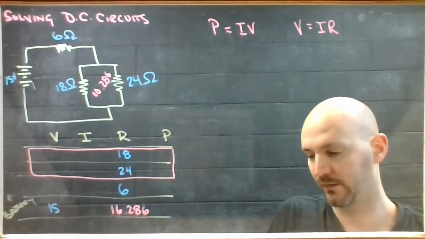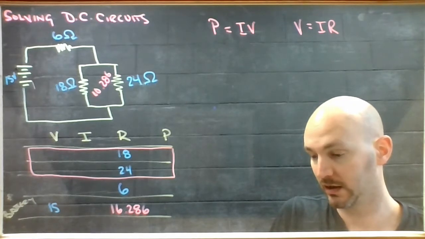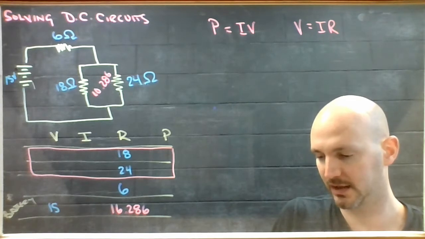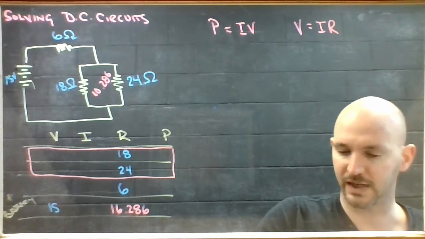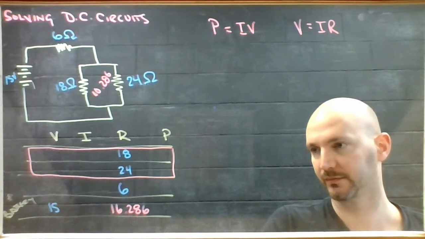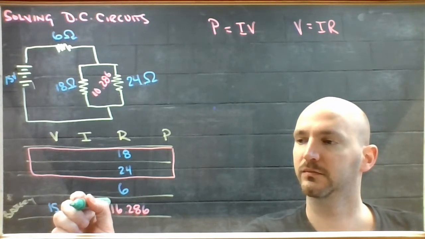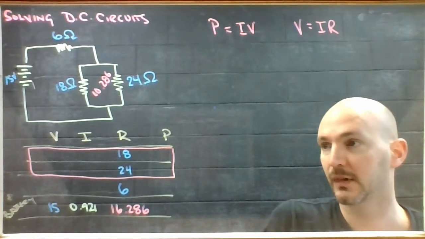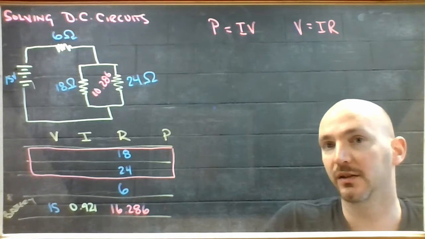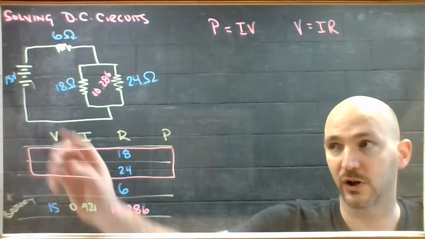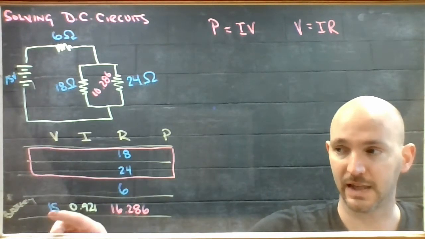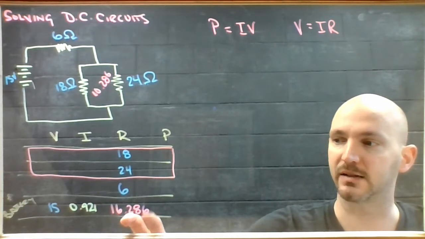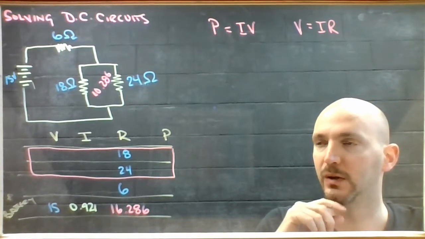So 15 divided by 16.286 is 0.921. All right. So there's 0.921 amps of current flowing out of that battery because it's a 15 volt battery and it has this much resistance in total fighting back against it. So I know that much is going to flow.